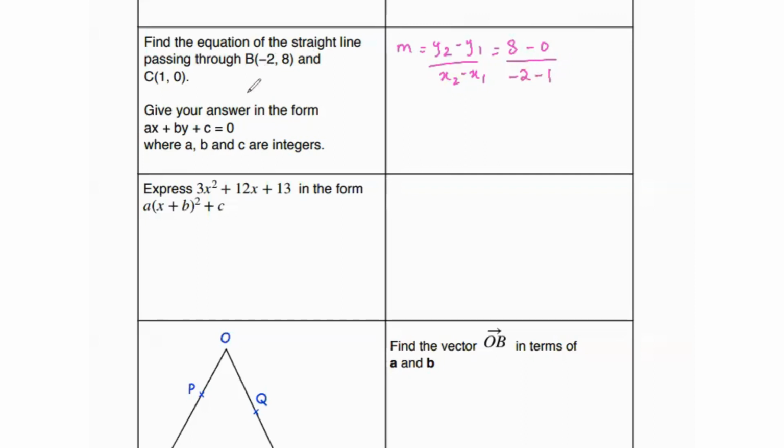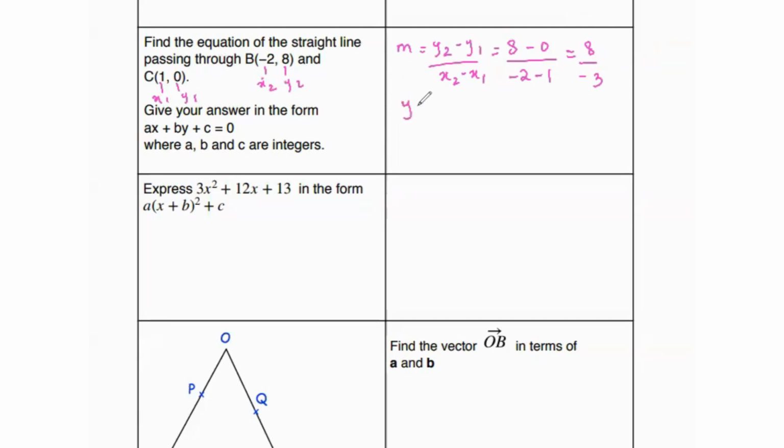You can call either of the coordinates x1, y1, x2, y2. So I'm going to say b is x2, y2 and c is x1, y1. Could have also called c x2, y2 and b x1, y1. But always make sure that if you're calling one value of a pair of coordinates x1, like the first value x as x1, then the other would be y1, not y2. So you have to be careful about that. That's going to be 8 over negative 3. That's your gradient.